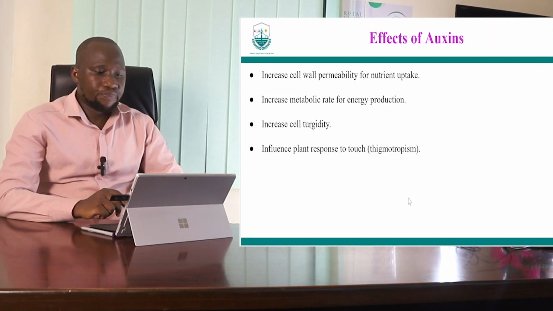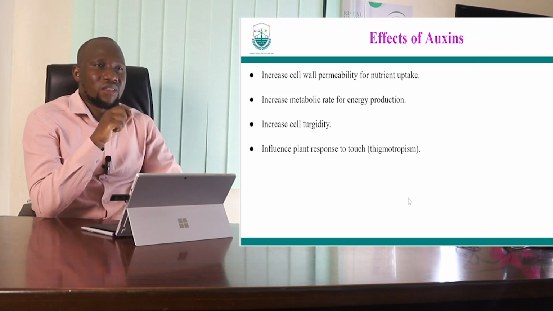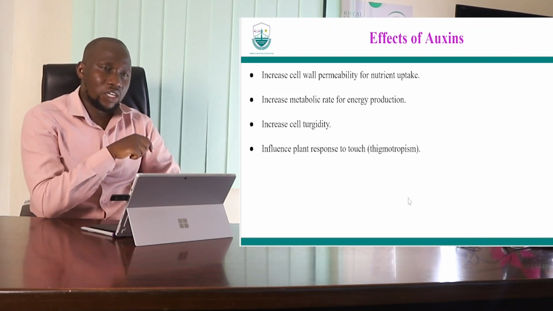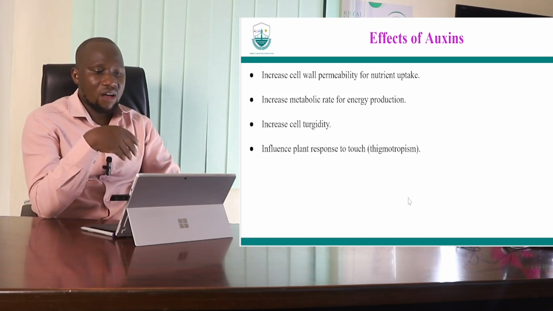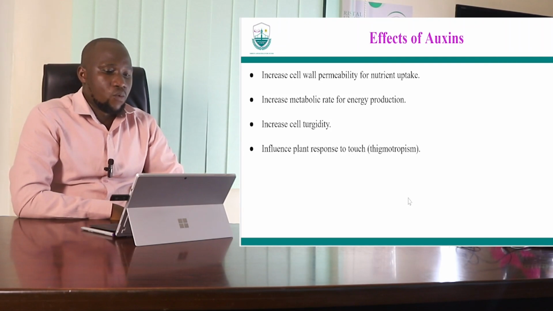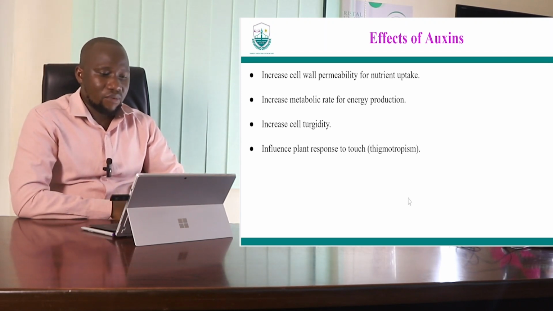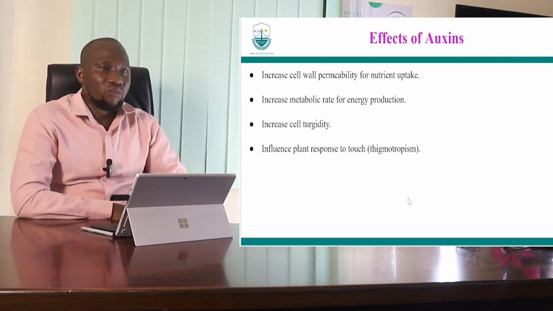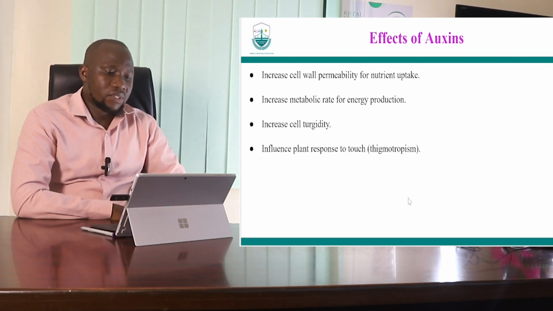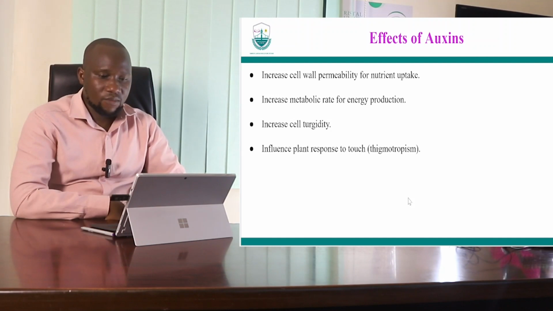So let's move to another concept. We have looked at auxins in terms of their impact on growth, especially cell elongation. But of course, the auxins also have other effects. One is that they can increase the cell wall permeability for nutrient uptake. Okay, and then the second one is, of course, the increased energy production through increasing the rate of metabolism, and then the increased cell turgidity, and then influence plant response to touch and other tropisms.